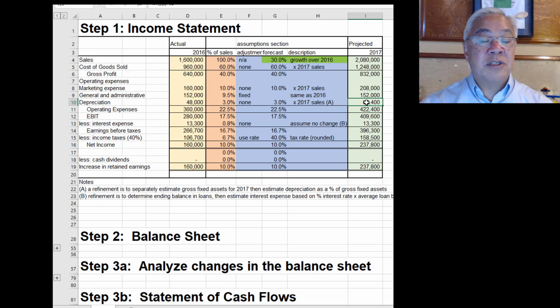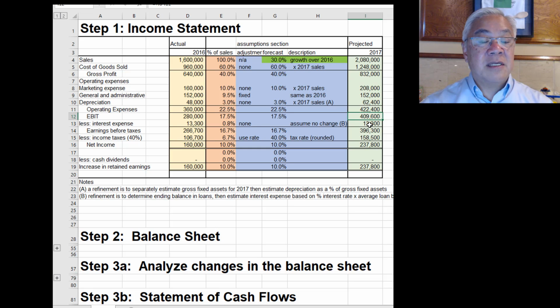Next is depreciation. We're going to start by stating it as a percent of sales as a rough cut, but as note A states, we could refine it by estimating it as a percent of gross property, plant, equipment, or gross fixed assets. But for now, let's do the simple way and express depreciation as a percent of sales, just for our first pass. Next is our operating expense, which is a sum command of the lines above. Next is EBIT, which is the gross profit minus operating expense.